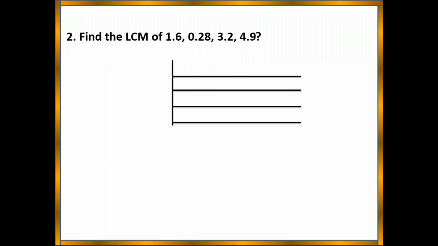Next one, decimal numbers. Find the LCM of 1.6, 0.28.